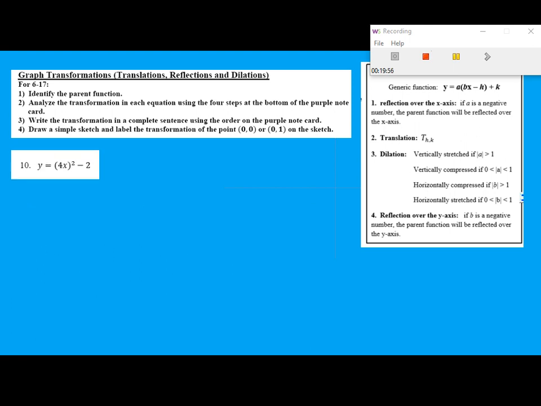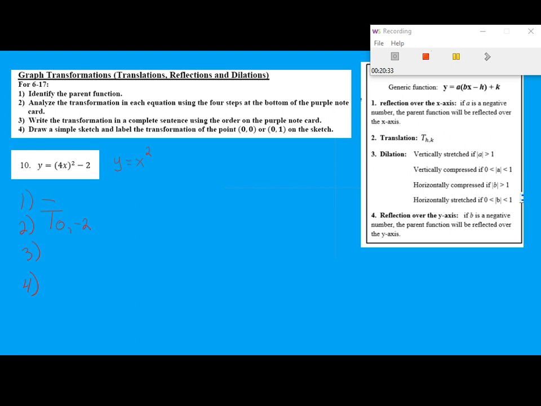Let's do number 10. My parent graph is going to be the graph of y equals x squared. Now there's a couple of different ways to do this one. Ask yourself first, has it been reflected over the x-axis? And in this case, the answer is no. Ask yourself, has there been any translations? There's no plus or minus within the grouping symbol, so it's going to go over 0 units, but it's going to go down 2.